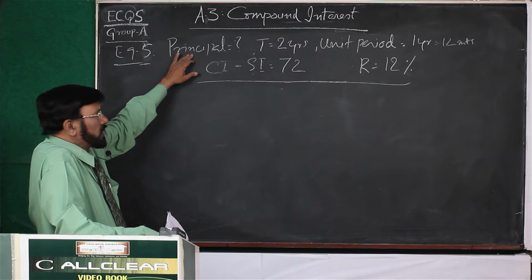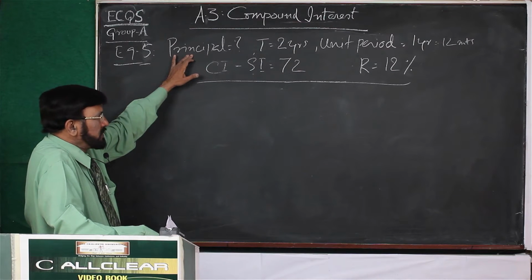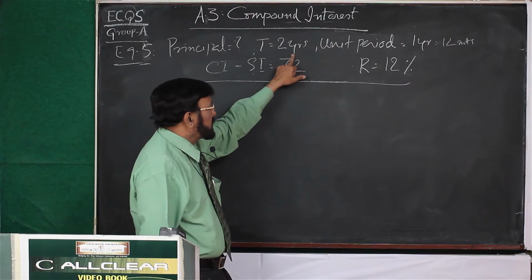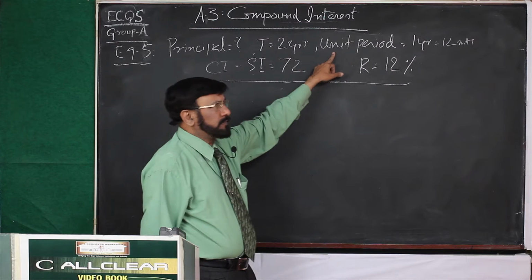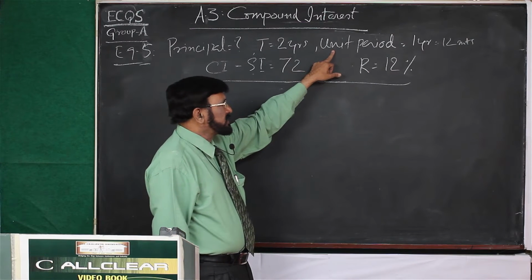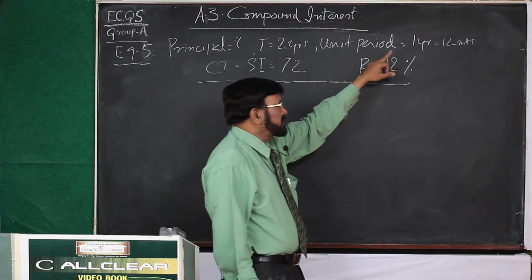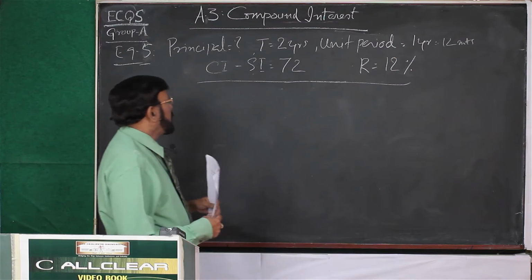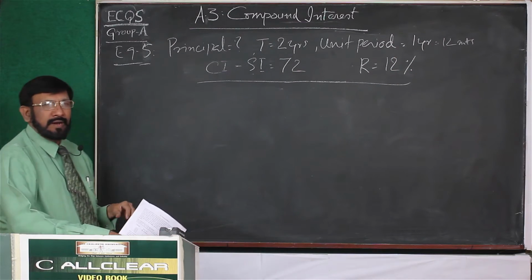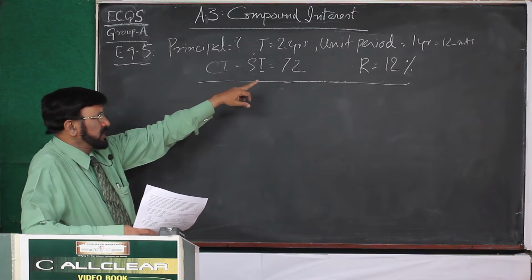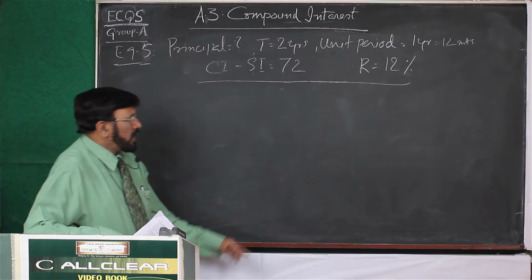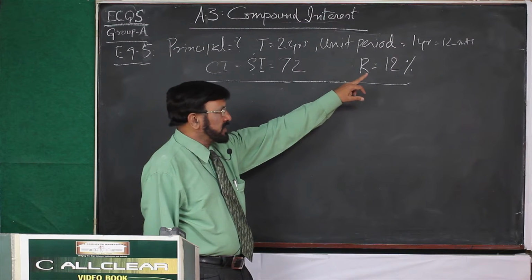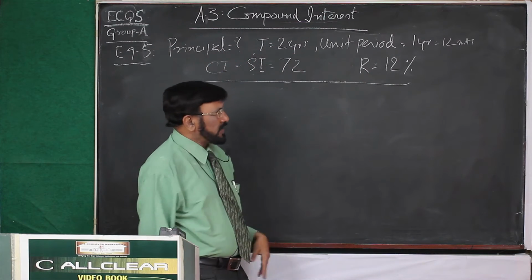Here principal is not given. We have to find out the principal, and time 2 years are given. For the purpose of compound interest calculation, unit period is given, that is 1 year, nothing but 12 months. And difference between compound interest and simple interest is given, 72, and r is given. In the previous program rate is not given, here rate is given and principal is not given.